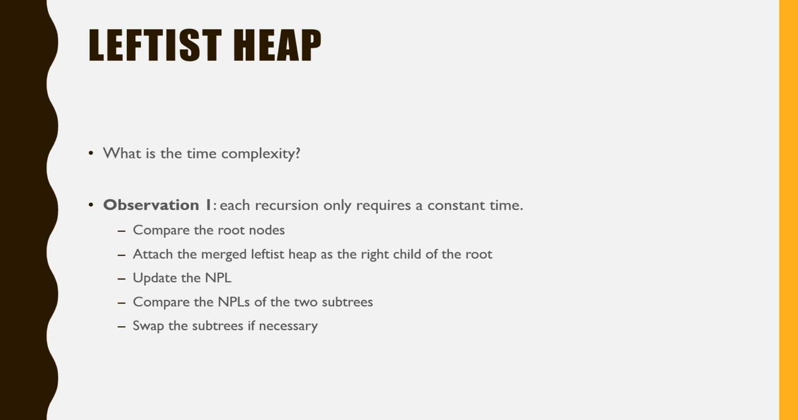First, we claim that each recursive step in the merge process completes in constant time. Specifically, in each recursion, we perform the following steps. We compare the root nodes, attach the merged tree, update the NPL values, compare the NPLs, and swap the left and right subtrees if necessary. All of these steps are performed in constant time, O(1). Therefore, each recursion step only requires constant time to complete.